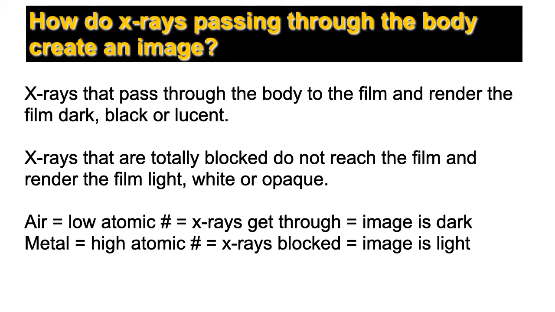So why is that? The X-ray can pass through the air, which has a very low atomic number. So the X-ray can pass through the air and render the film lucent. But because metal has a high atomic number, it blocks the X-rays, so the image in the film should be opaque. This is very important to know. What you are seeing as lucent areas in any X-ray is simple: it is an air area, because air has a low atomic number and the X-rays can pass through it. With metal it is the opposite. I hope that is clear.